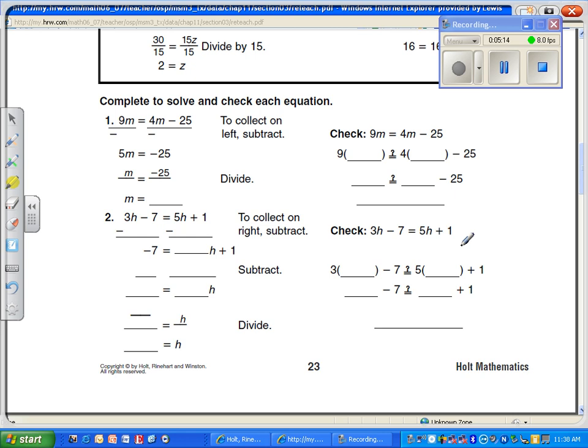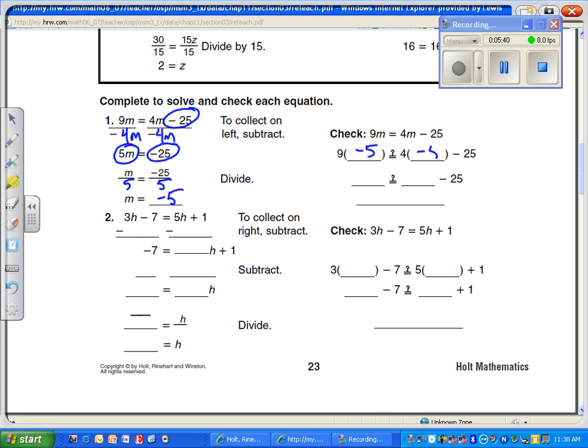All right, I've got 9m equals 4m minus 25. Now, if I subtracted 9m from both sides, then I would end up with a negative 5m on the right. I don't want to do that, so I'm going to subtract 4m on both sides. So that leaves me 5m on the left and this negative 25 on the right. Then I'm going to divide by 5. That leaves me with m equals negative 5.